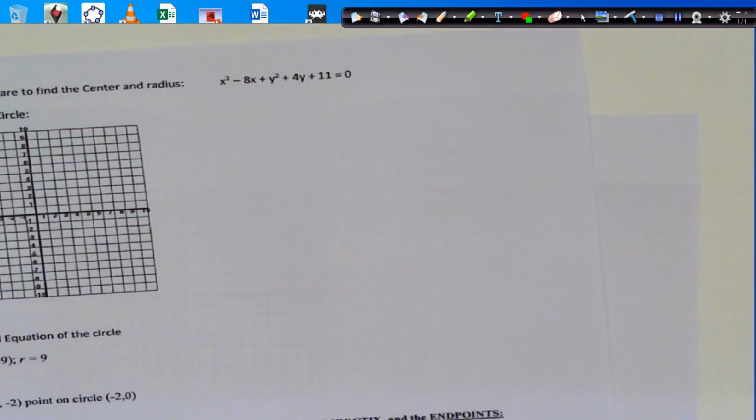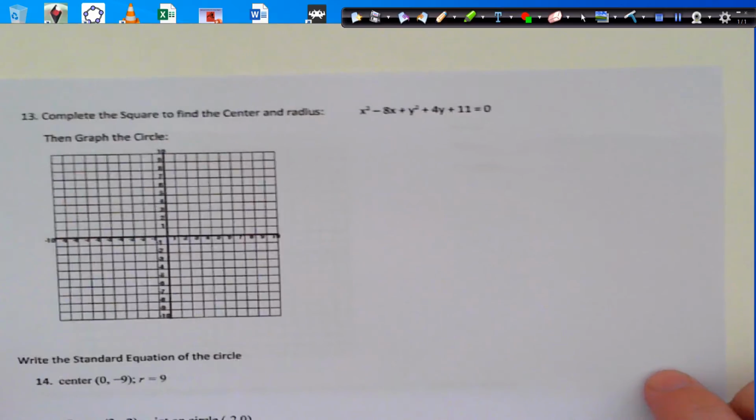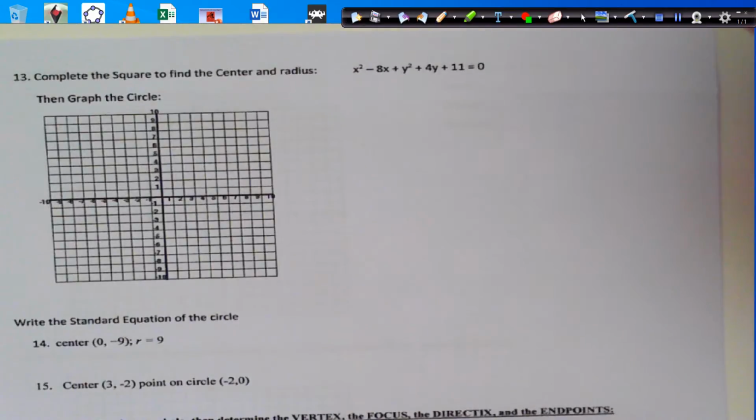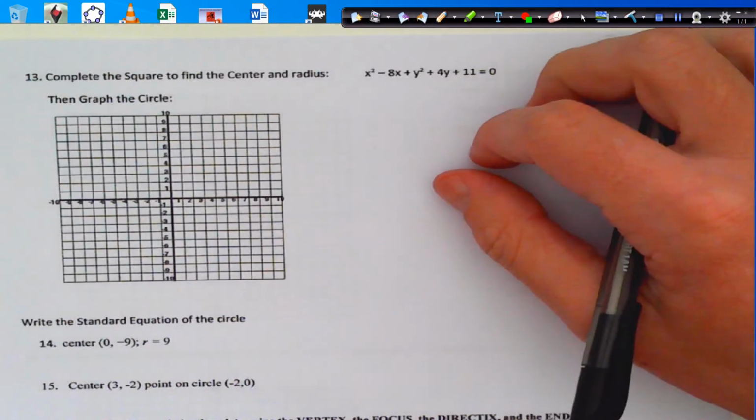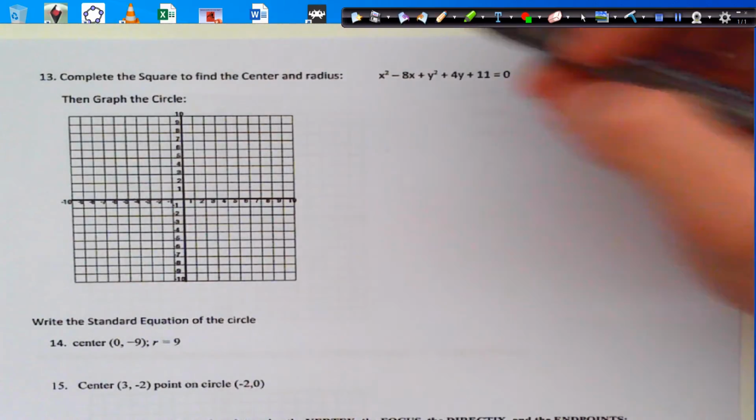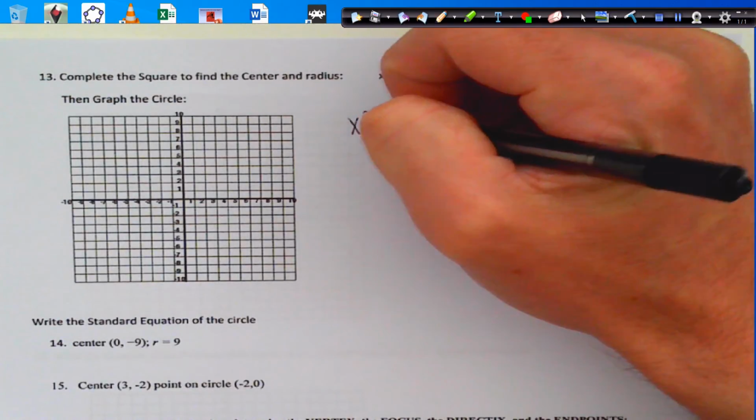Alright, not bad. I think that was the longest page? I don't know if that was the longest page. I think this one might be.